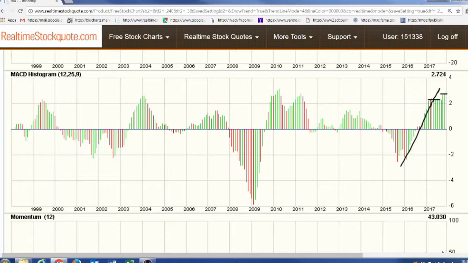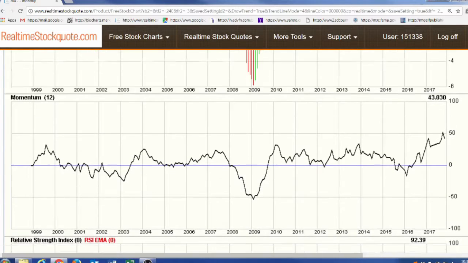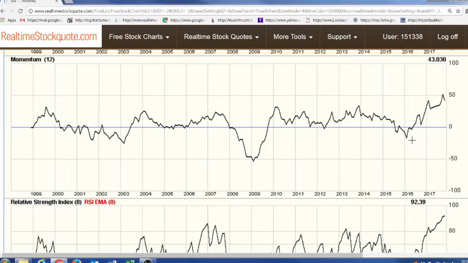Now we take a look further down here at momentum. Momentum confirms this with a nice healthy uptrend. We're near 50, which is a relative high period in comparison to the previous 20 years.